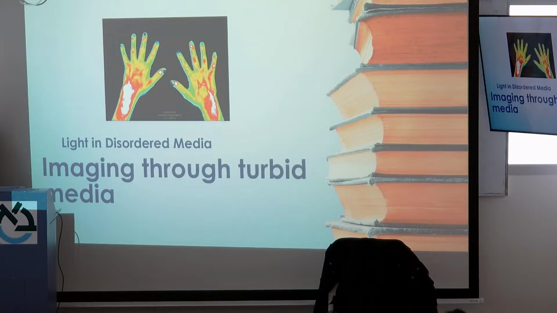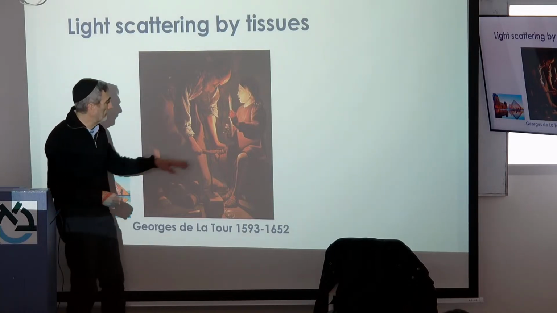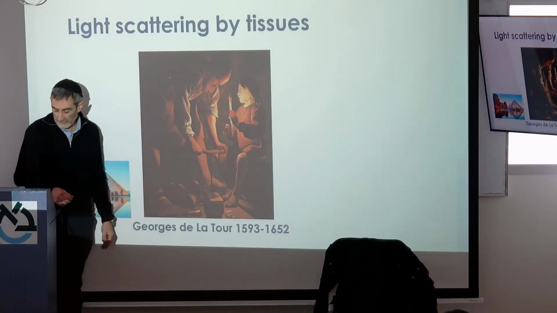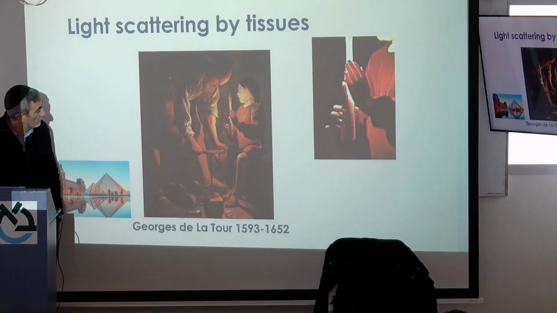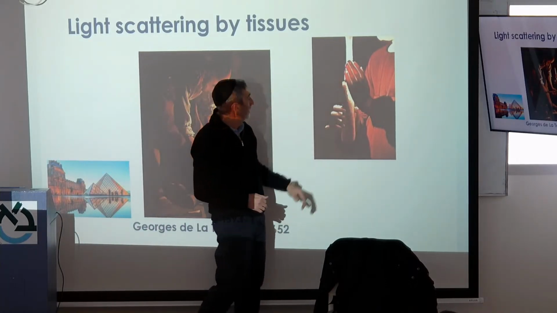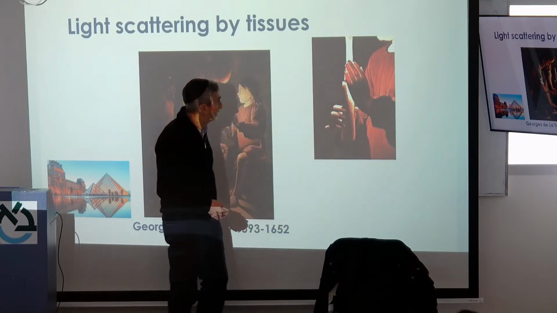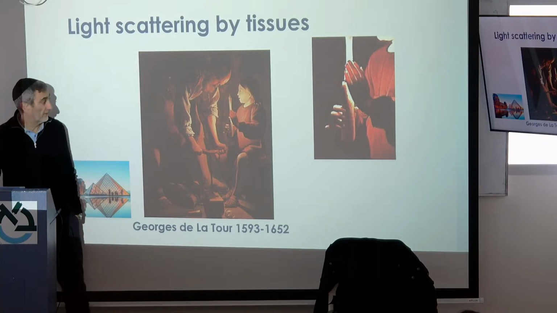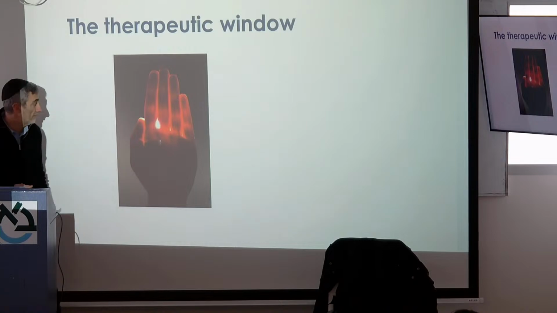Okay, so imagine. You remember this painting by George de la Tour, very realistic in terms of light effect, light scattering. If you zoom on the hand of the young girl here, you see beautifully how the painter showed the scattering through the skin, through the hand. You can do the experiment yourself, and you typically see this type of image.